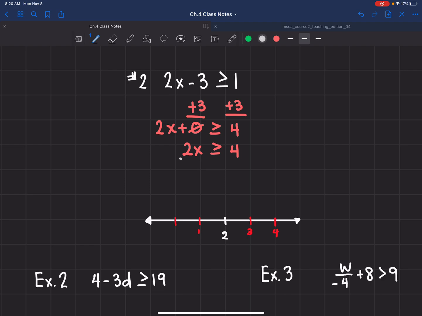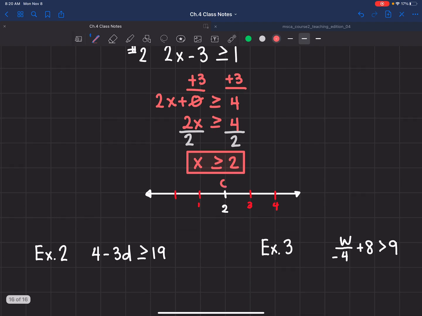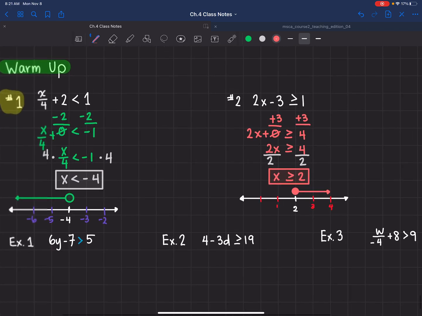So what do you do to both sides? Yep, you divide by 2 because that's the coefficient. Then you're left with x is greater than or equal to 2. Okay, so the answer can be equal to 2, so we're going to shade in our circle. And it's going to the right because these numbers are greater than. And there's our 2 warm-up questions.